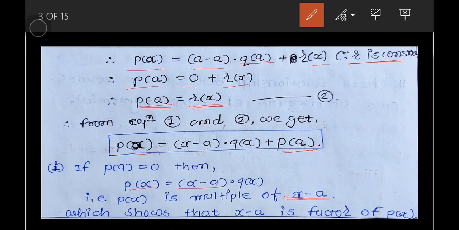As an example, here is 15. How can we factor 15? As 3 multiplied by 5. 3 fives are 15. So here you can see that 15 is a multiple of 3 and 5. Similarly, when p of a is equal to 0, the remainder is 0. So you can say that p of x is a multiple of x minus a, so x minus a is a factor of p of x.